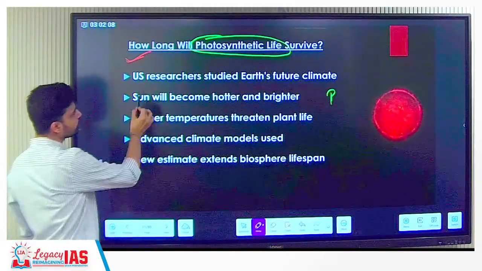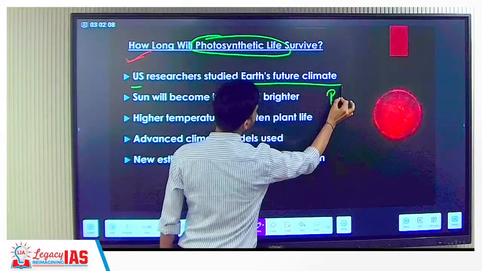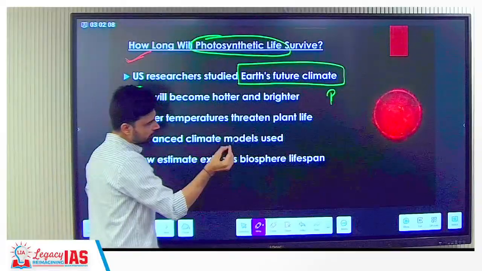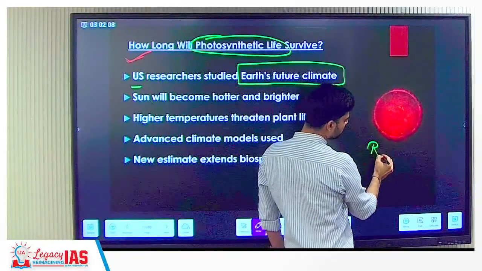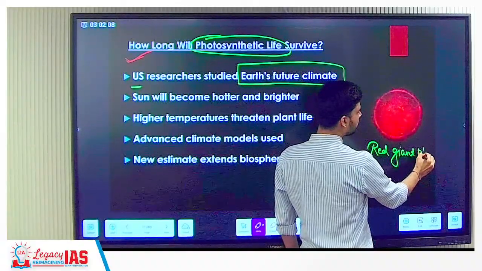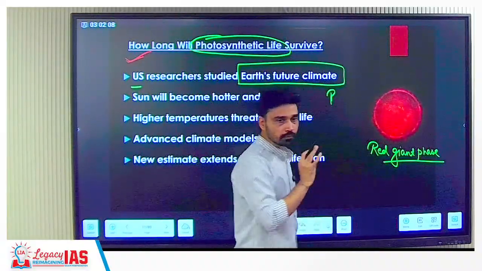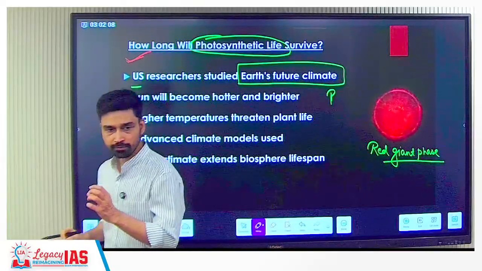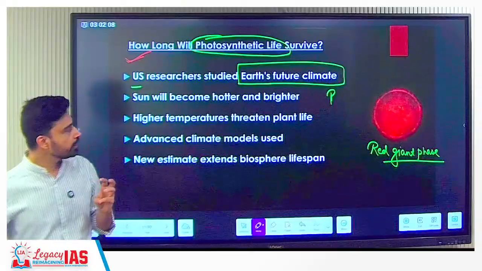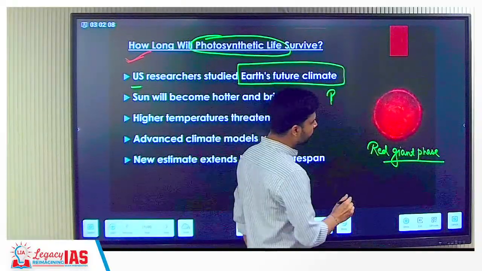So US researchers have studied what is going to be the earth's future climate. In that case, they have stated this term we have talked about in the first class: the time will come when the sun will enter a phase referred to as the red giant phase. Currently the sun is referred to as a yellow star. Gradually its size would increase to such an extent that it would become a red giant.